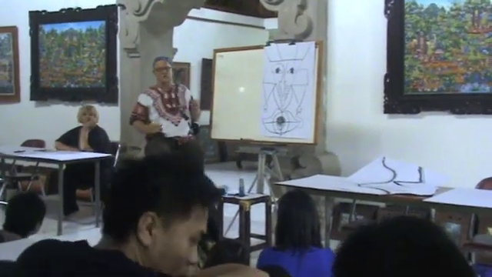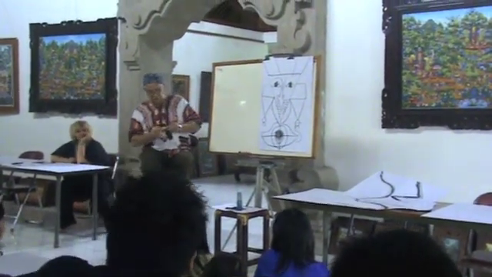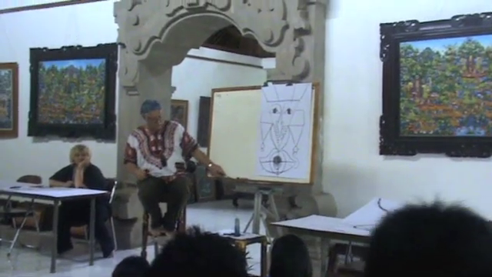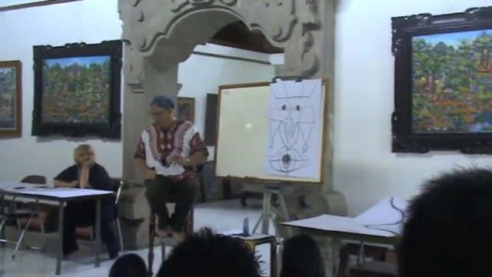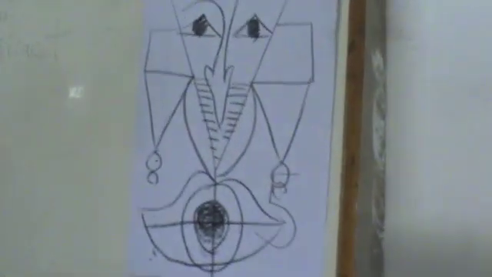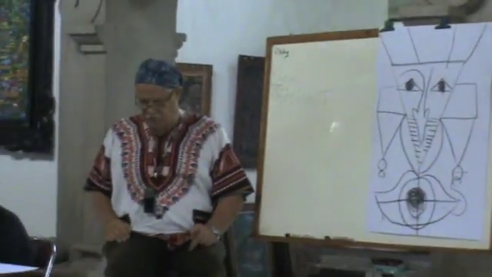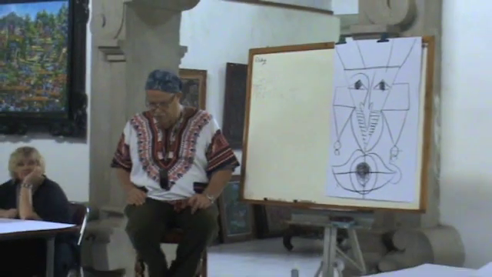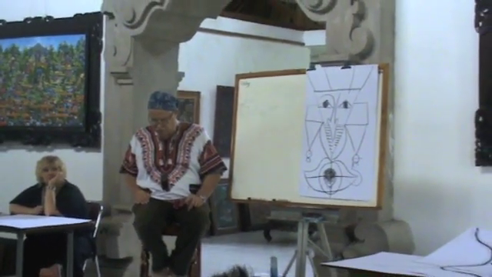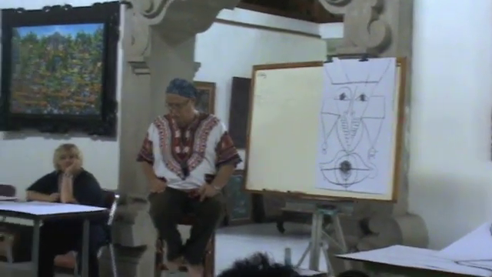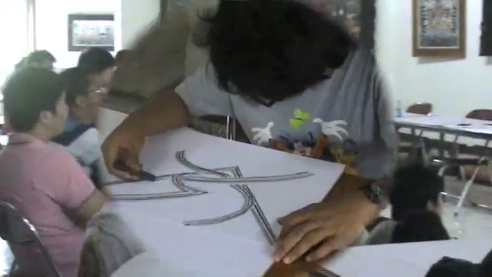That's semi-abstract because it's not exactly what a face looks like. But nevertheless, we can see a face there. Picasso never did pure abstract painting. His paintings were always semi-abstract. Now, why would an artist do a semi-abstract?